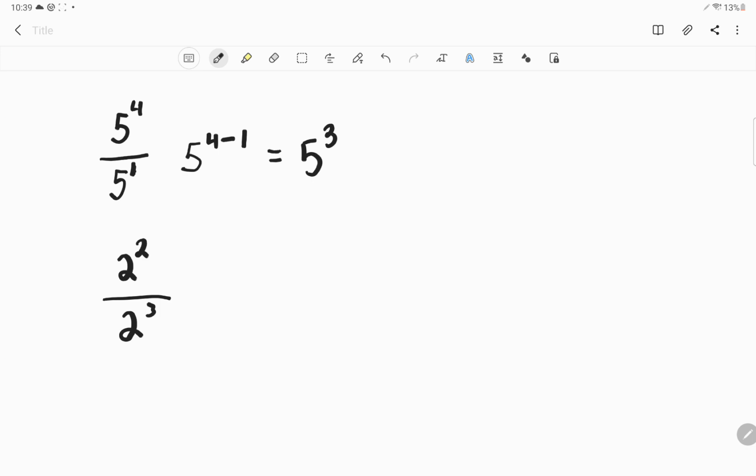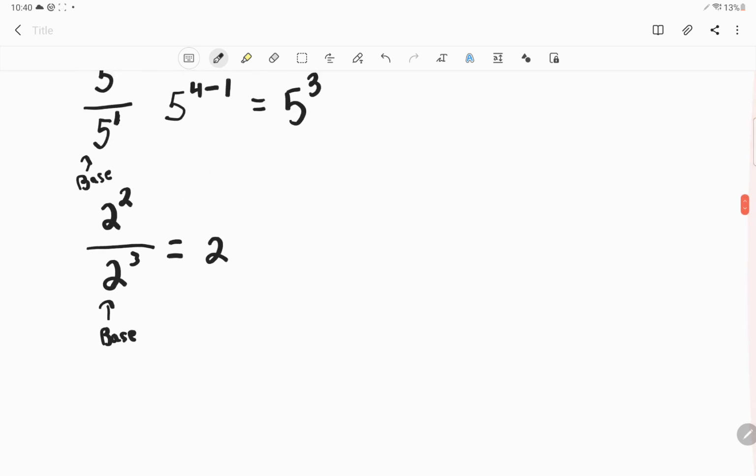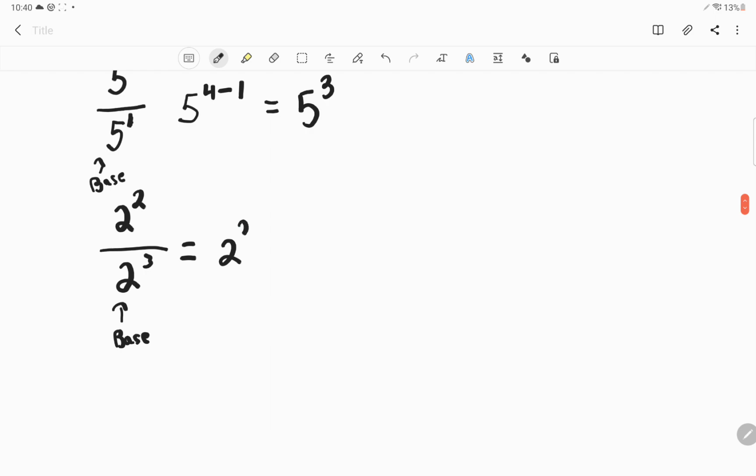Our base in this case is going to be the 2, right? Right here, our base was 5. And right here, our base is going to be 2. Okay? Now we have our bases. We know what our base is. So I'm going to write my base first. What's my exponent on top? It's going to be 2, minus my exponent on the bottom, which is going to be 3. Okay. Now I have both exponents, right? What's 2 minus 3? Well, 2 minus 3, I know it's going to be a negative, right? So it's going to be negative 1.